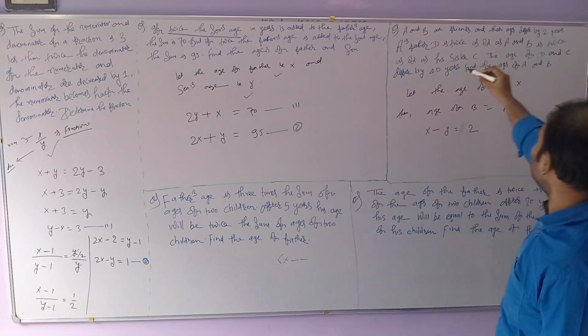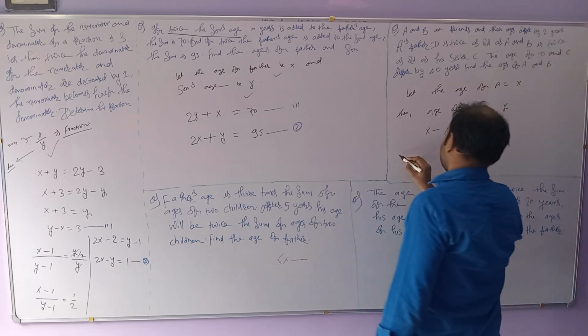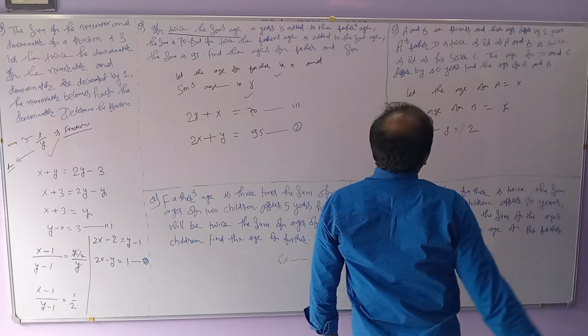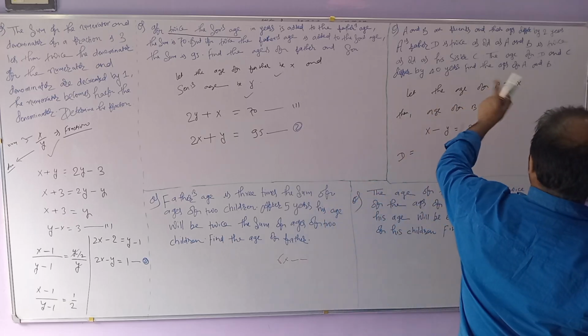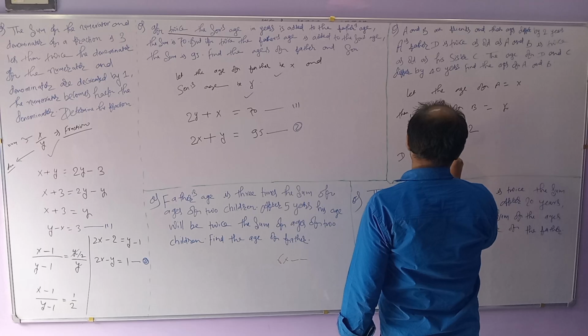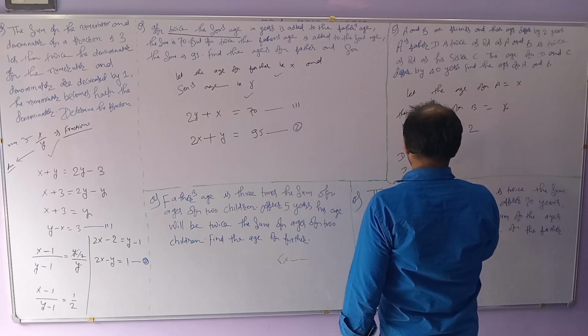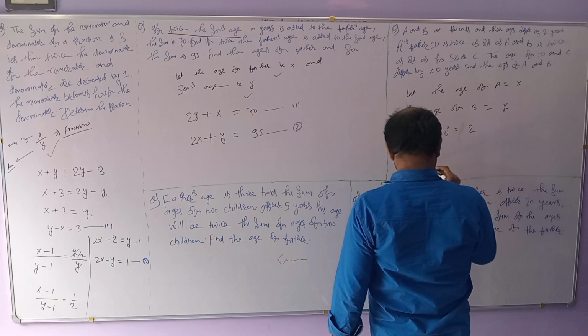Its father D is twice as old as A. So the age of D becomes 2x.